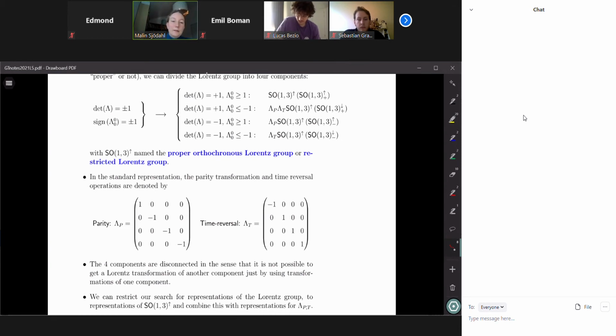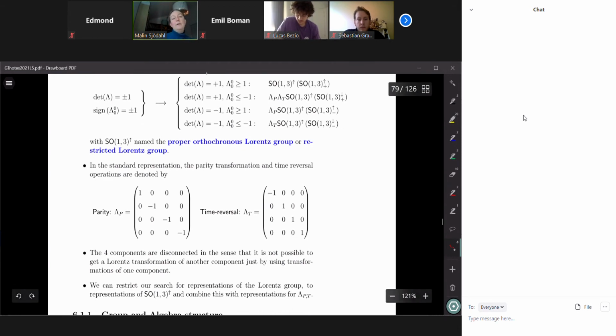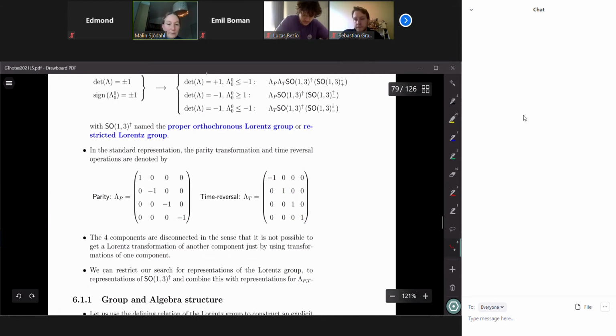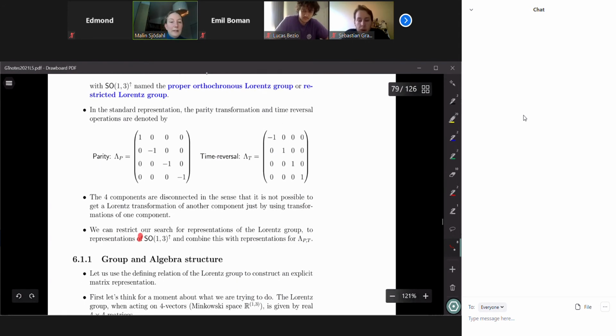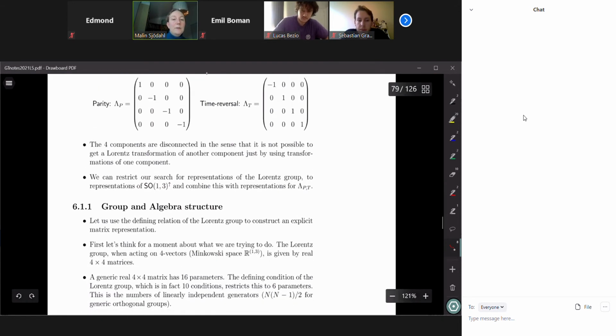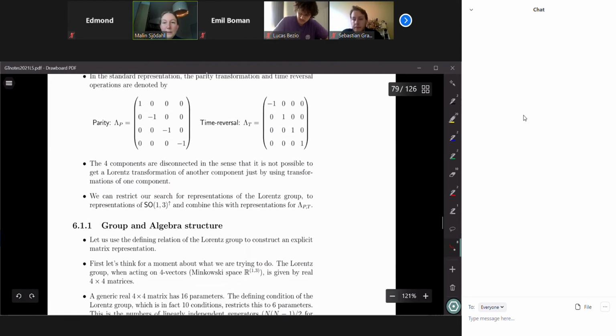Now, parity then is swapping the direction of all space components. So it looks like this. Time reversal is swapping the direction of t. So we have this. And as mentioned, we will mainly be interested in the component with determinant 1 and in which the direction of time is also preserved. Do we have any questions so far?